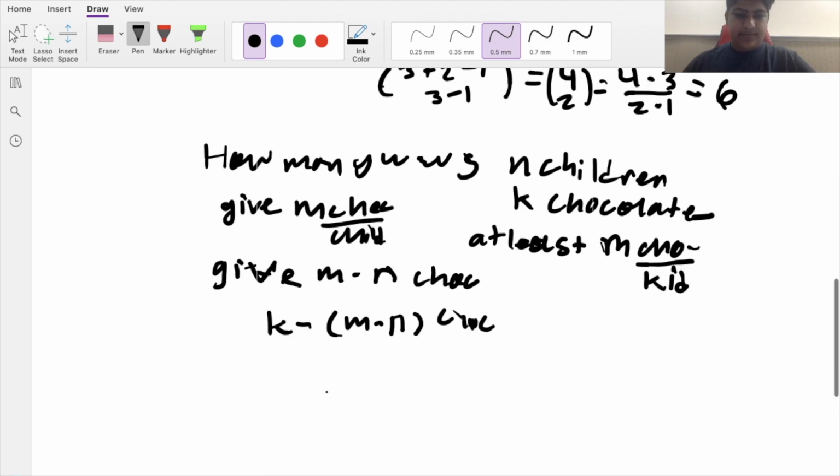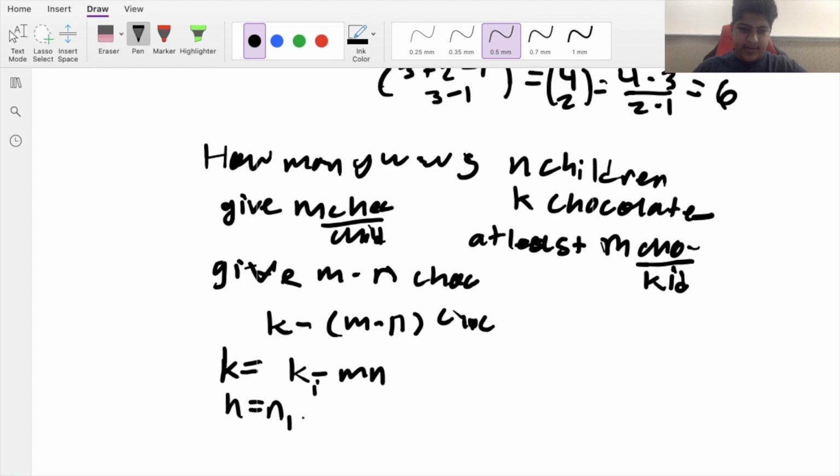So if we have k minus m times n chocolates, let's just write this as k minus m n, we have new k. K is equal to k initial minus m times n. We have n is equal to n initial. I'll just label these all as I. We can use our stars and bars formula.